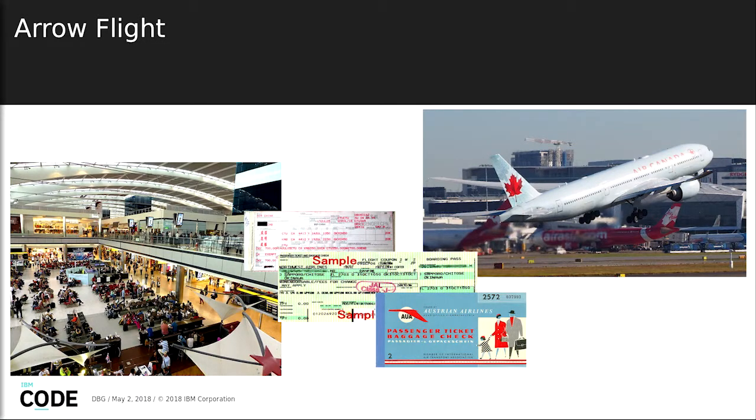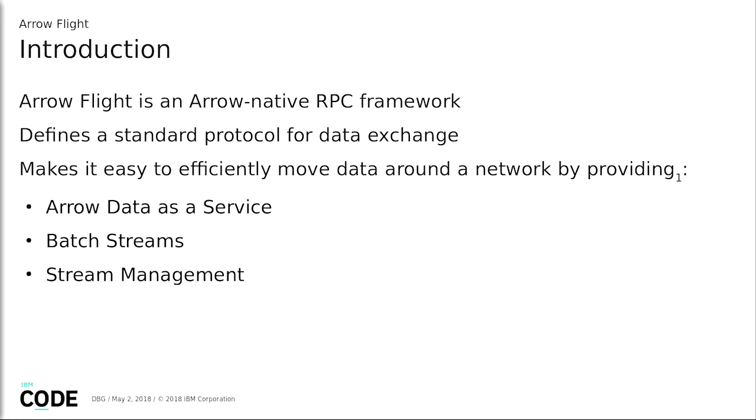So let's move on now to talk about what the Arrow Flight framework is all about. Arrow Flight is an Arrow-native RPC framework. And it defines a standard protocol to transfer messages around that contain Arrow data.